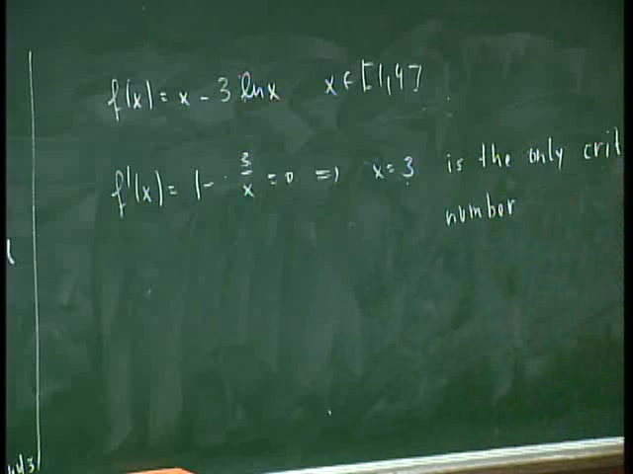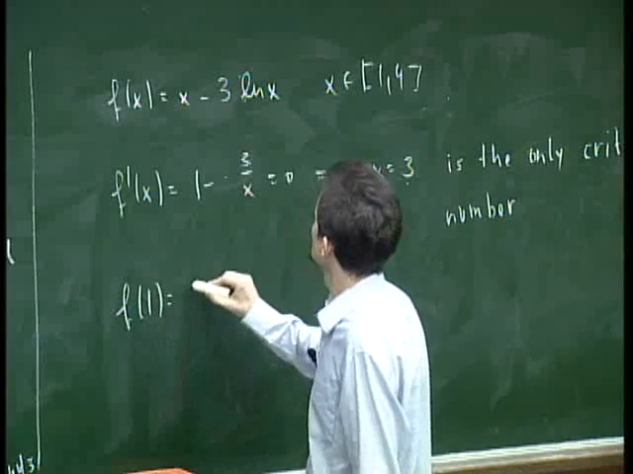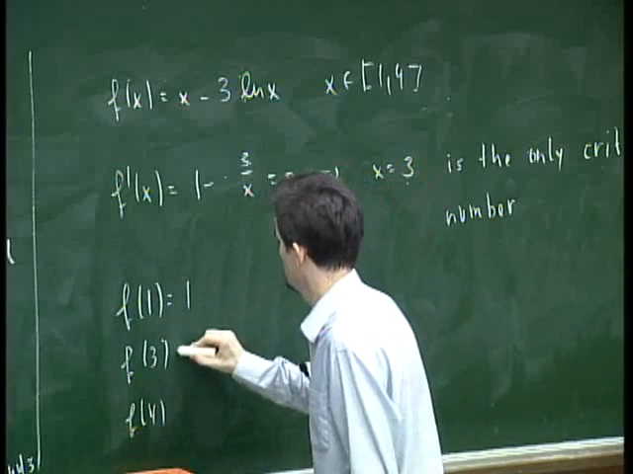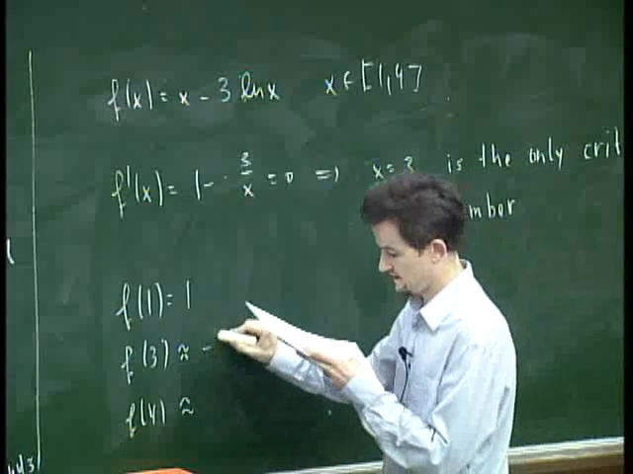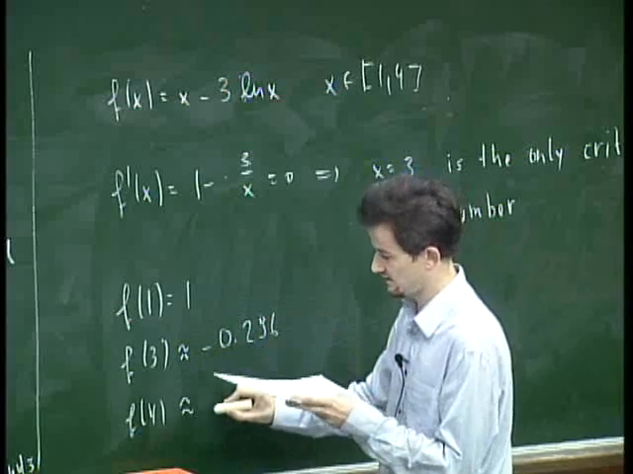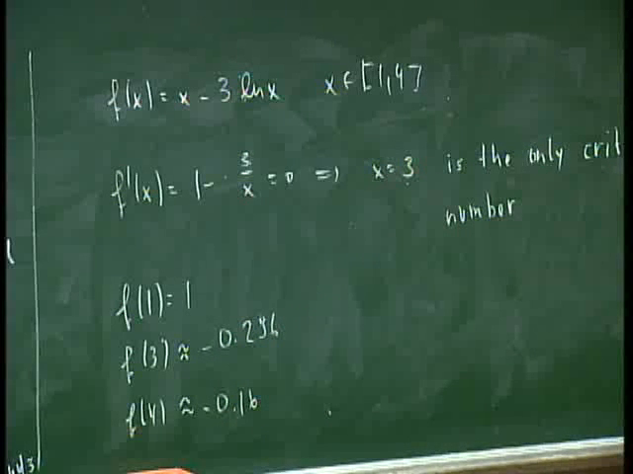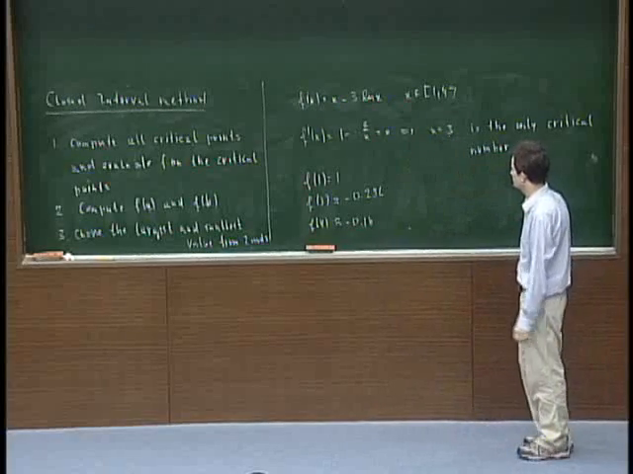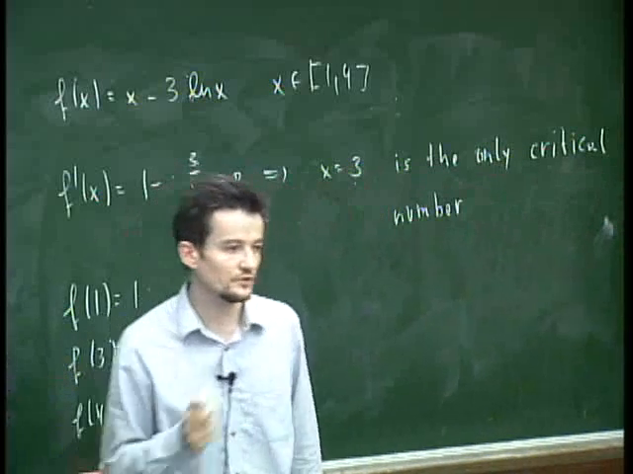Okay, so we have just to check 3 function values, namely f of 1, which is 1, then f of 3, and f of 4. And if you do the computations here, then f of 3 is minus 0.296, and f of 4 is minus 0.16. Okay, so you see that because this is the largest value, this must be the absolute maximum, and this here is the smallest value, so this must be the absolute minimum. This method, you can just use it in order to find absolute extreme values.